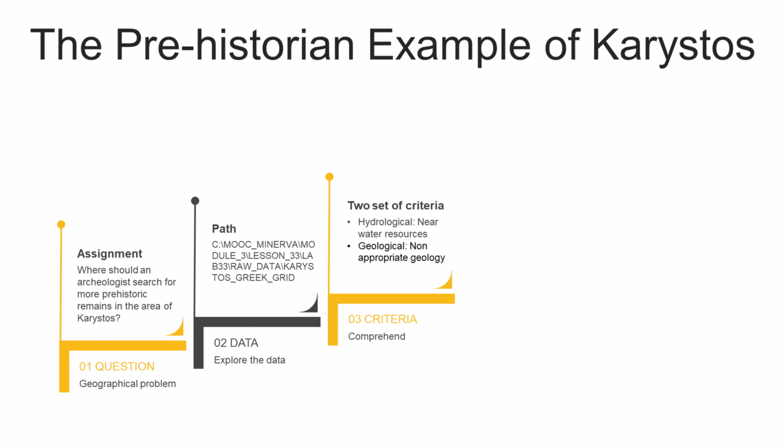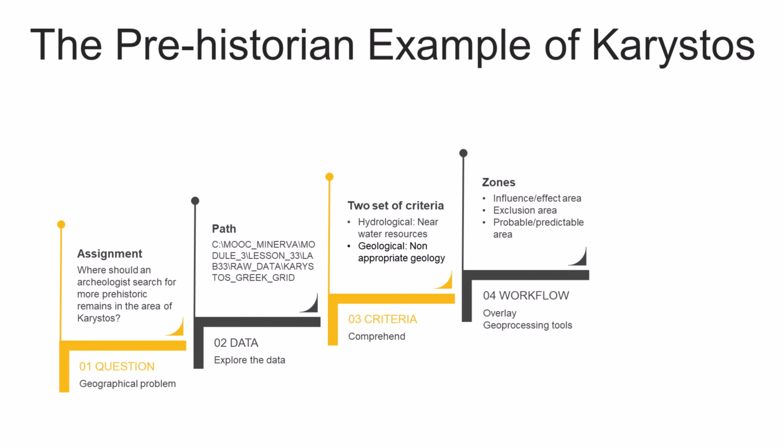To predict the areas where it is most probable to find prehistoric remains in the area of Karystos, 2 sets of criteria should be met. The hydrological criterion is the first one. Areas near water resources, and specifically areas located 1,000 meters from springs, and 1,500 meters from ravines. The second criterion is related to the geology. Areas of alluvial deposits and areas of scree and talus cones should be excluded, since it is very unlikely to meet prehistoric remains in such soils.